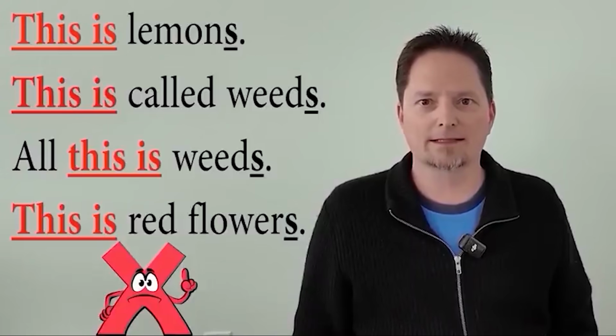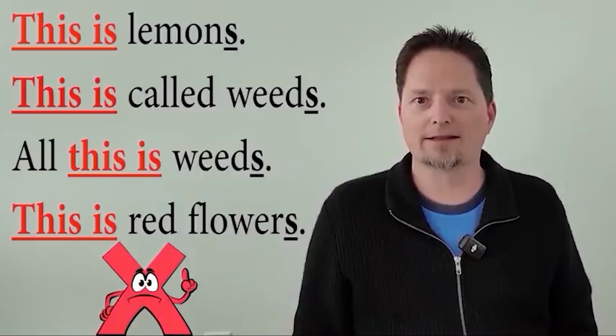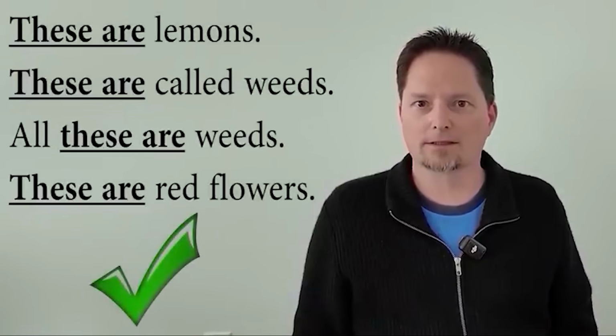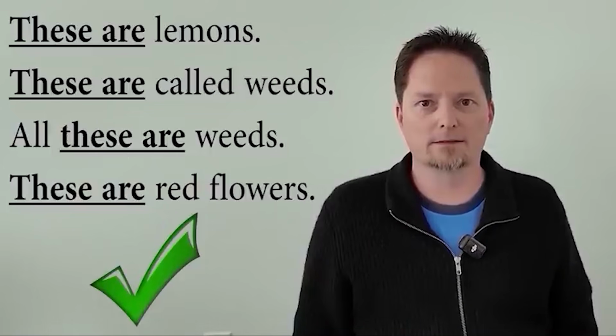I cannot say this is when I have plural nouns. I have to say these are. I can say these are lemons. These are called weeds. All these are weeds. And these are red flowers. I cannot say this is because I'm using plural nouns in the plural form. Let's practice. What are these? Are these lemons? That's right, these are lemons.